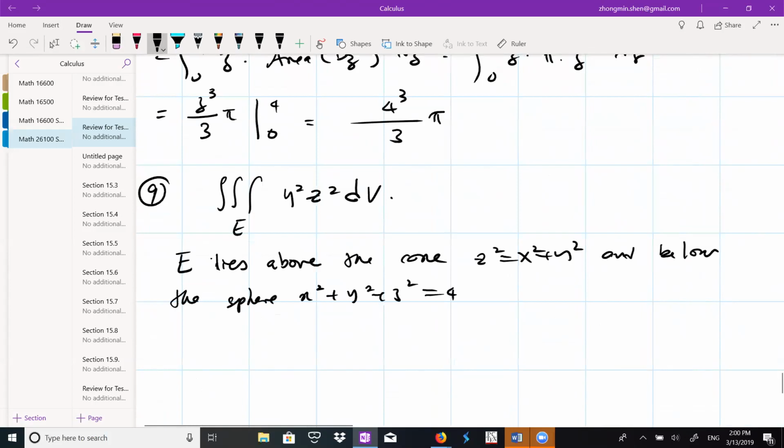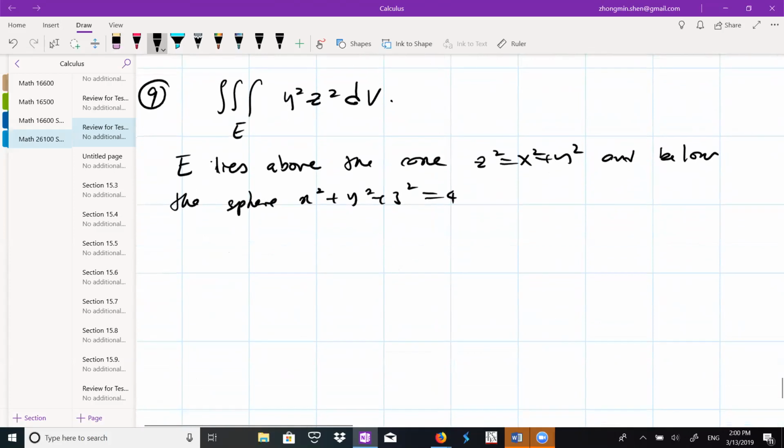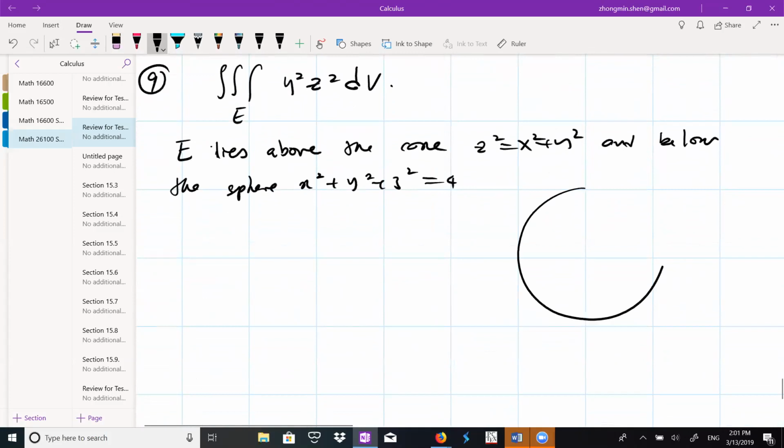All right, so this is a triple integral. It looks like we have to use spherical coordinates, so we have to draw the graph first. It's this graph, and this one has radius 1. So that is the region we're talking about.